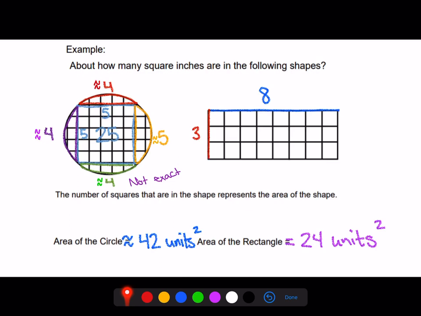However, if we're given a rectangle, we can actually find the exact area. And we do that by just counting up these boxes. So I have 3, 4, 5, 6, 9, 12, 15, 18, 21, 24. So we have 24 square units. Another way to do that is just length times width. 3 times 8 will give me 24.